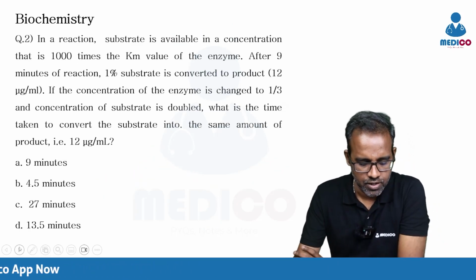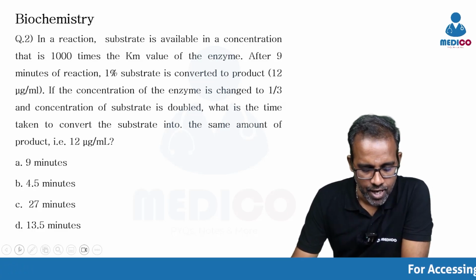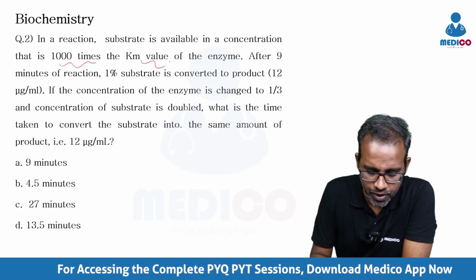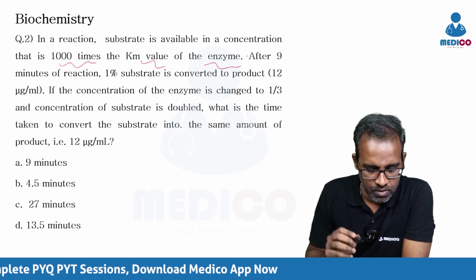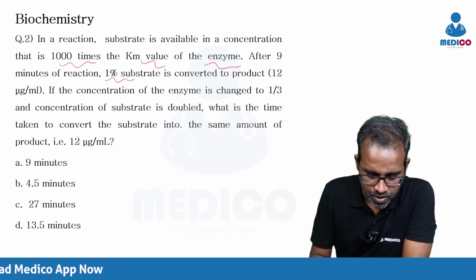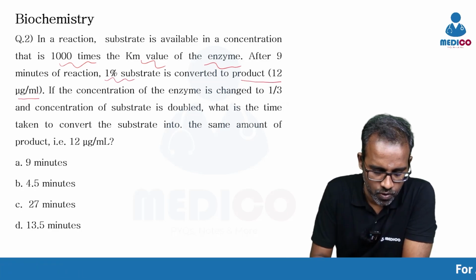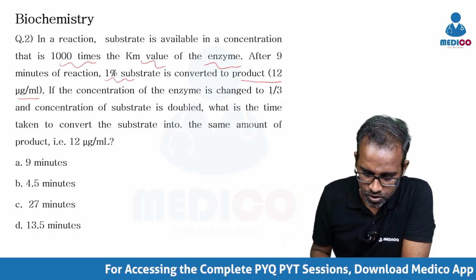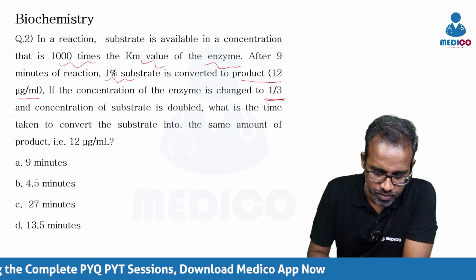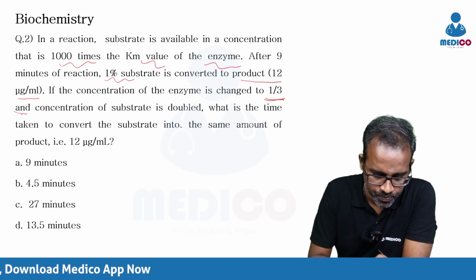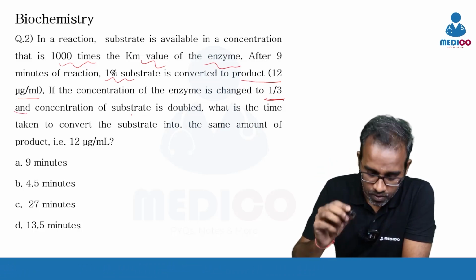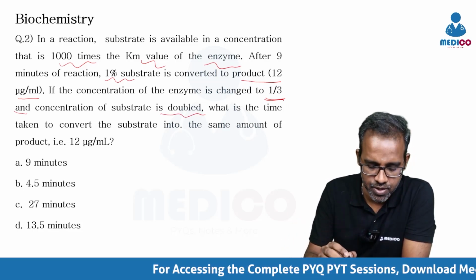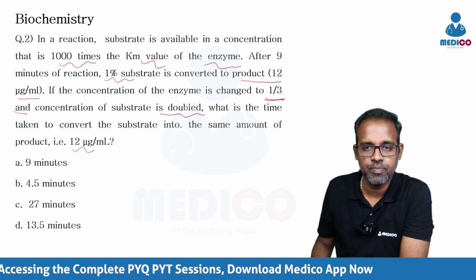Okay. So this is actually a problem-based question. In a reaction, substrate is available in a concentration that is 1000 times the Km value of the enzyme. After 9 minutes of the reaction, 1% of the substrate is converted to product, which is around 12 microgram per ml. If the concentration of the enzyme is reduced to 1/3 of its original concentration, and you're going to double the substrate concentration, how much time will it take to convert the substrate to the same amount of product, 12 microgram per liter?